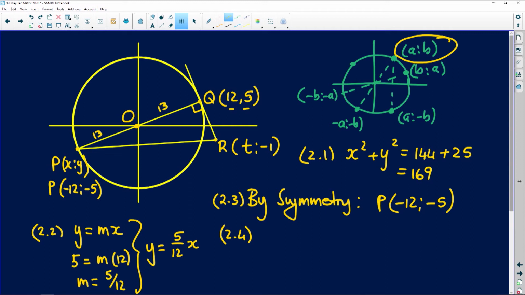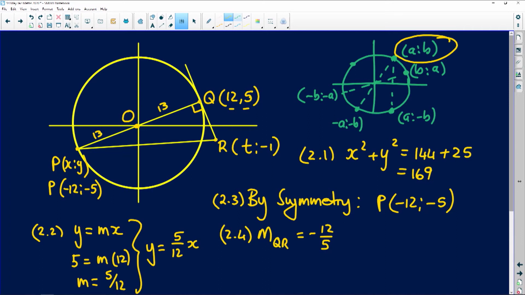Show that the gradient of QR is indeed minus 12 over 5. Now, folks, they give you 2 marks for this. If you're not awake in an exam, you're going to start scrambling for points and trying to work out coordinates of points. But what do we know? Let's look at where QR is. QR lies over there. Well, it's got a relationship with the radius or the diameter. What's the relationship? It's a perpendicular relationship.